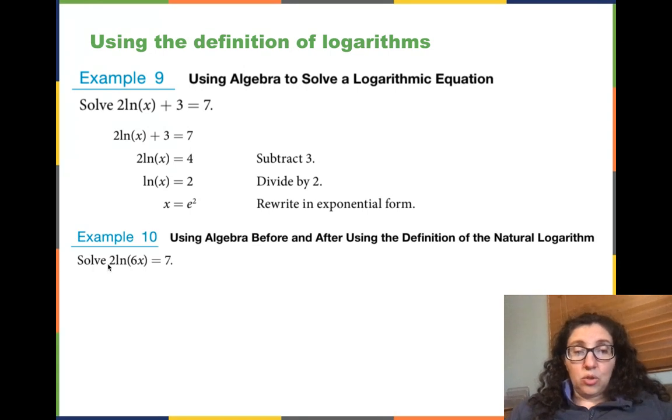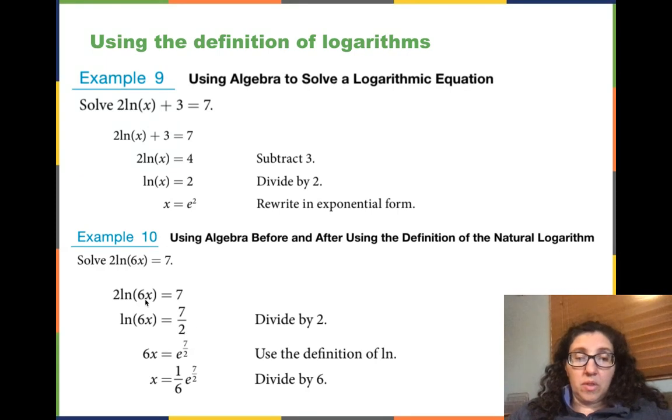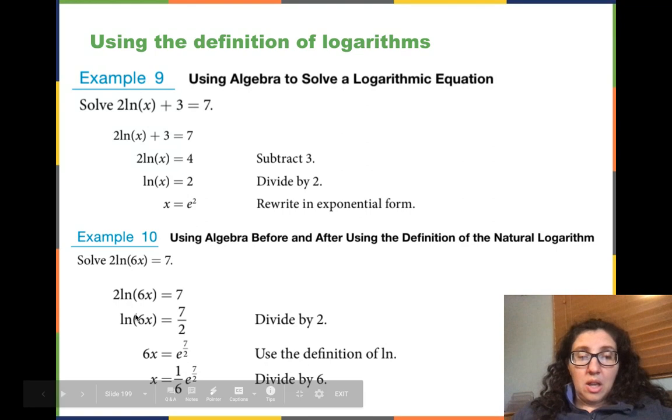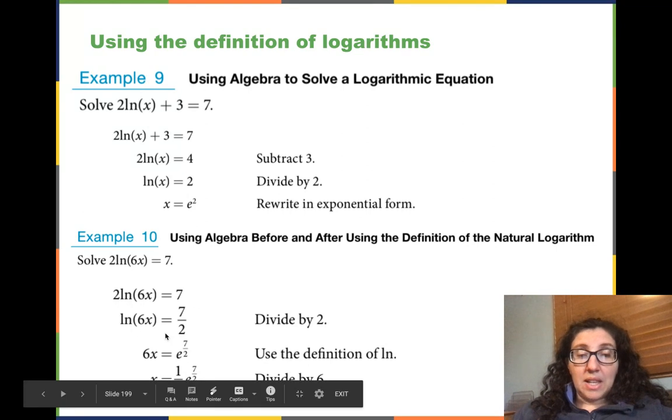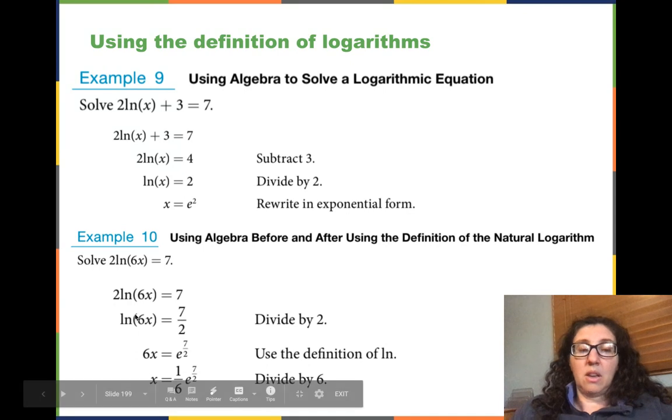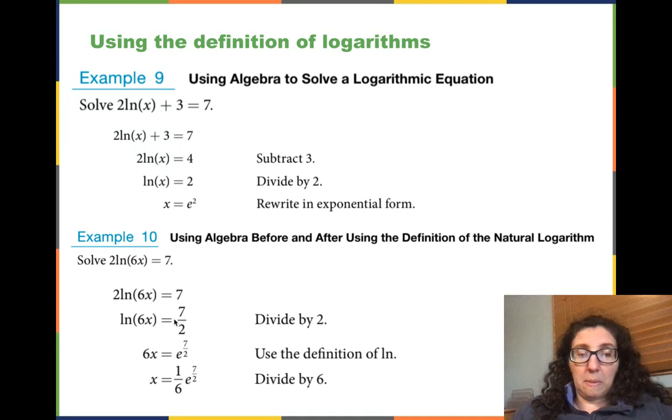How about this? 2 natural log of 6x equals 7. Again, let's isolate the log. So we divide by 2. And then right here, we can write this as e to the 7/2 equals 6x, right? Using the definition of logarithms, write this in exponential form. e to the 7/2 equals 6x.